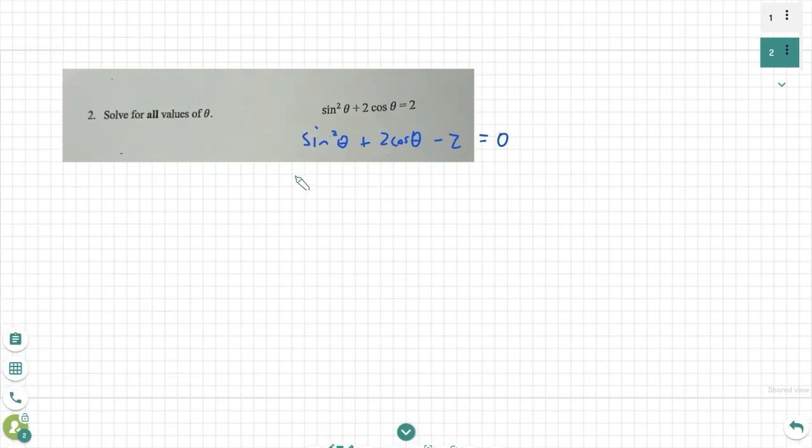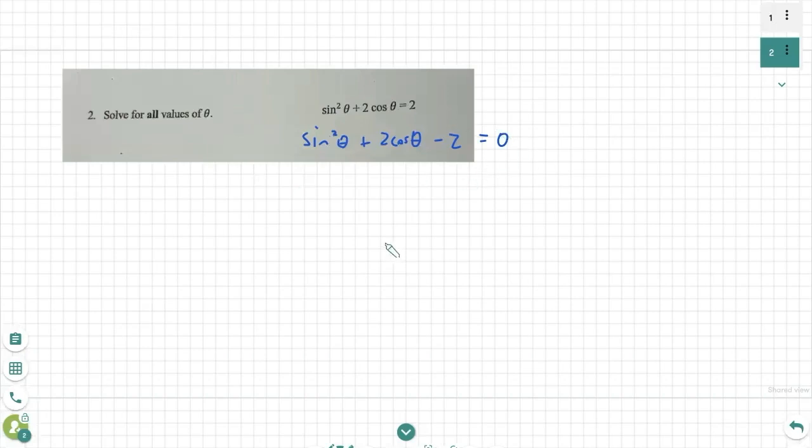Okay. So what are you supposed to do? Yeah, so you want to reduce the number of trig functions you're working with, which means you have to change one into the other. Do you know how to do that? Is there any identities you can use? I guess you could do 1 minus sine squared equals cosine squared.